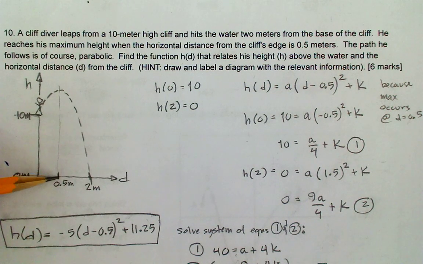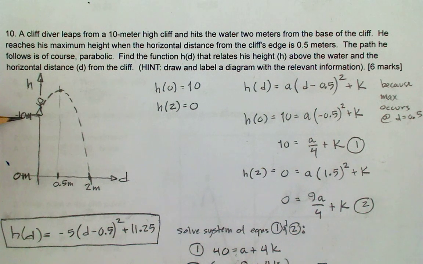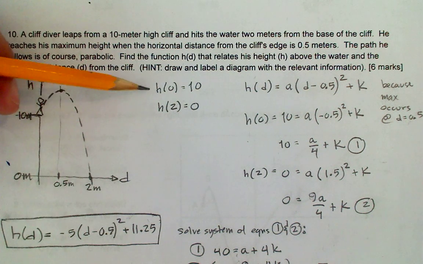This is a 0.5 right here. That's the maximum point that he reaches, and then when he hits the water, he's 2 meters from the base of the cliff. So again, interpreting what that means is an important part of this problem. And also in my vertical axis, I know that he leaves from 10 meters. So I can take the information that I've been given here and write these two things right away.